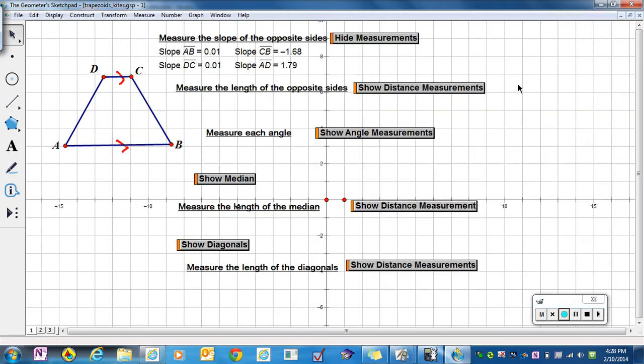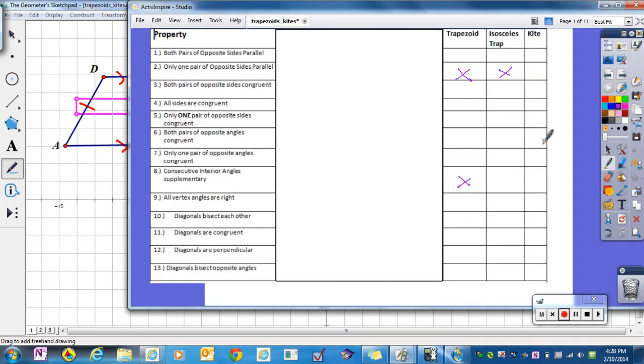Now if I'm calling this an isosceles trapezoid, you should know what's about to happen with the length of the opposite sides. If you notice, the two bases that are parallel to each other are not congruent to each other. But if you look at the two opposite sides that are not parallel, those are going to be congruent to each other. So in order to be an isosceles trapezoid, there is one set of opposite sides that are going to be congruent to each other. So when we go look at our chart, number 5, only one pair of opposite sides are congruent.